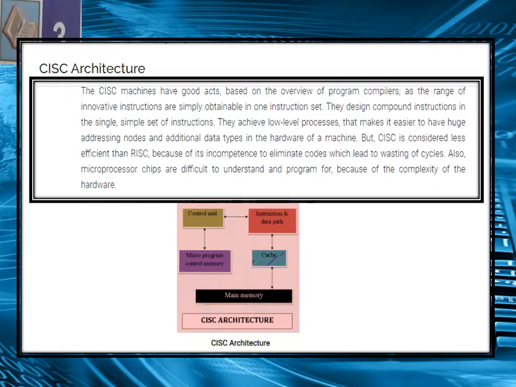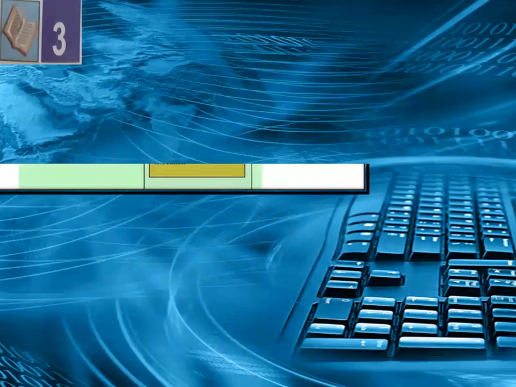Also, microprocessor chips are difficult to understand and program for because of the complexity of hardware. So CISC architecture is a complex architecture, and RISC architecture is basically a simple architecture. CISC is a complex architecture for the microprocessor, and it can use all types of processing modes and additional data types in the hardware of the machine. On the other hand, RISC is a simple architecture design, and the following are a few differences between CISC and RISC architecture.